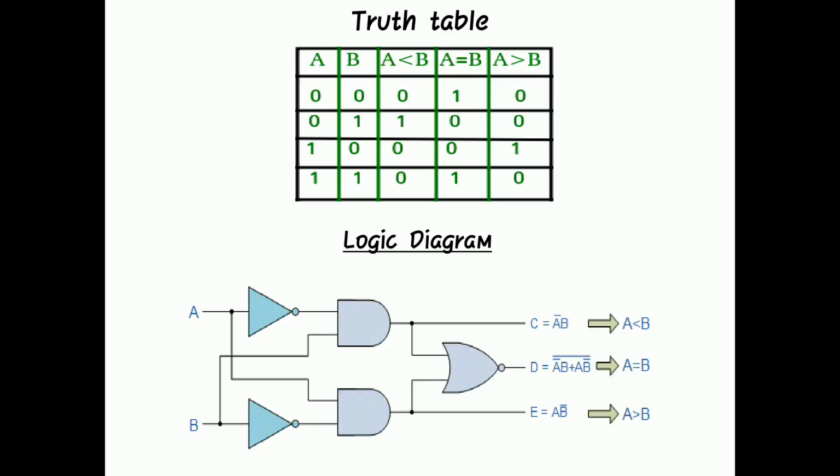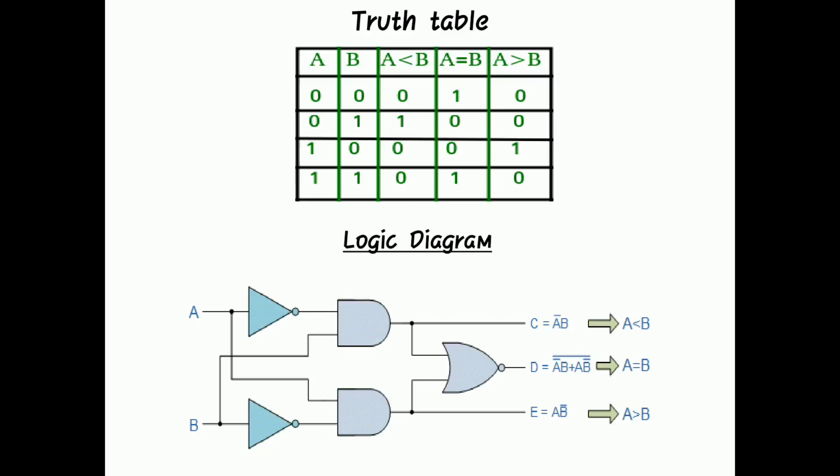Coming to the truth table, consider the two variables A and B. For two variables we get 4 combinations: 0 0, 0 1, 1 0, 1 1, as we know. Coming to the output, we have three comparisons: A less than B, A equal to B, and A greater than B.